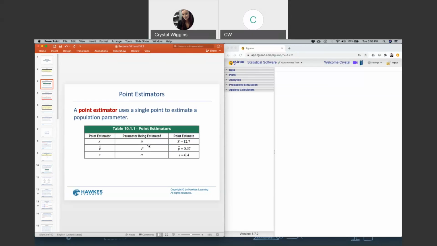So for example, if I wanted to estimate the proportion of the US that voted for Trump or that voted for Biden, I could actually look that up. That is something that is obtainable on the internet. I can find the population proportion once the election actually finishes counting all the votes.